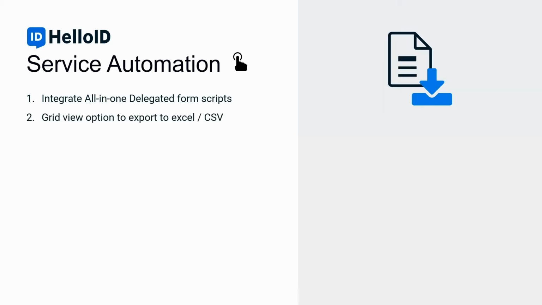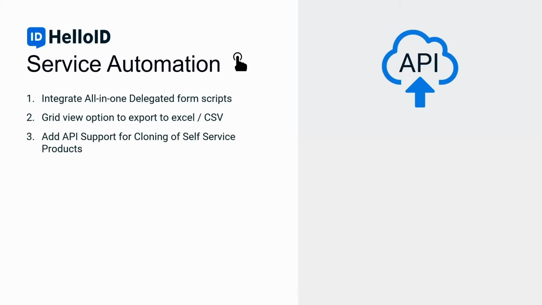The second new feature is Grid View option to export to CSV. With this new feature, you can export all the data from a grid into a CSV file. The last new feature is the Add API support for cloning self-service products. With this new feature, you can clone an existing self-service product with an API call. This can be very useful when building an automated script using API calls.